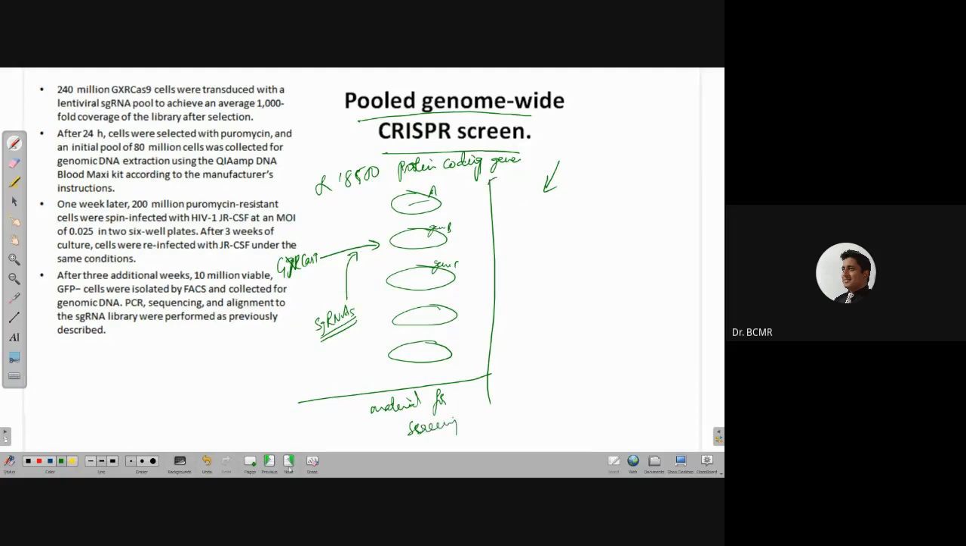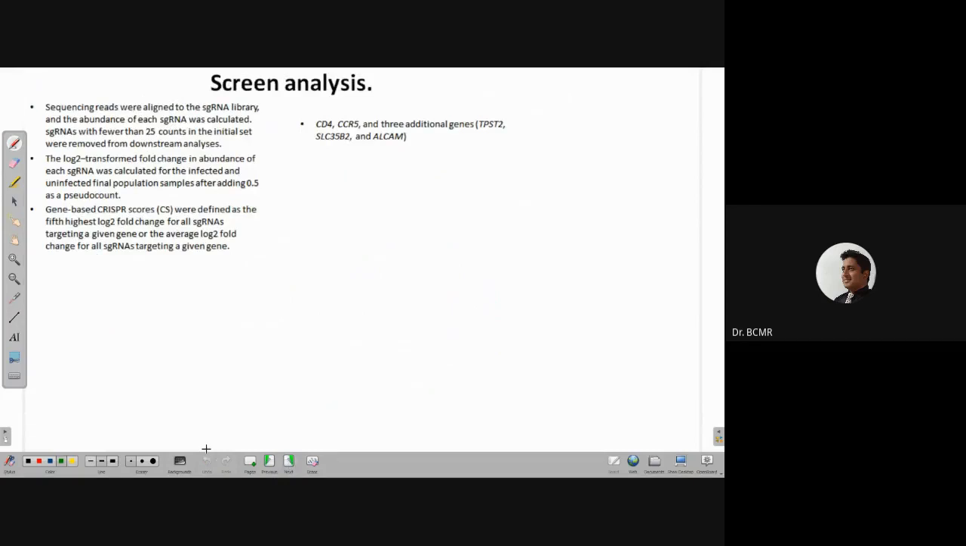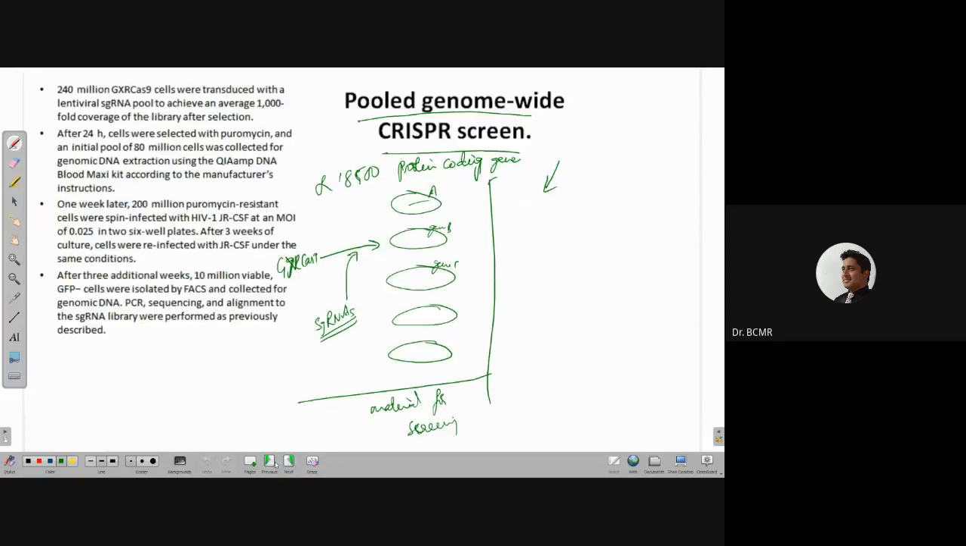And here we will do the screen. What do they do with the screen? They are going to add HIV. They're going to treat all these cells with HIV. So what may happen is, because of HIV infection, some cells may die. HIV-induced death. Right? And what else may happen?